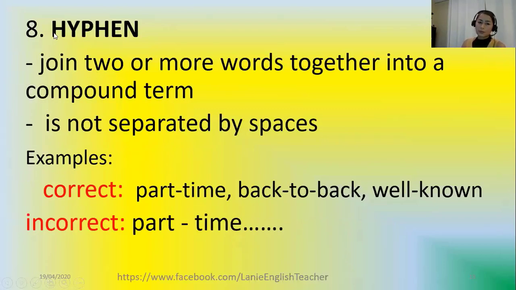Now let's proceed to another kind of punctuation mark, which is the hyphen. A hyphen is used to join two or more words together into compound terms. So we will use a hyphen for compound words. Take note, it is not separated by spaces. Examples, this is the correct way of using a hyphen: part-time. As you can see, after the word part, there is no space before the hyphen, and after the hyphen, there is no space. So this is the correct one. Another example, which is also correct, is back-to-back. As you can see, there are no spaces, and also well-known.